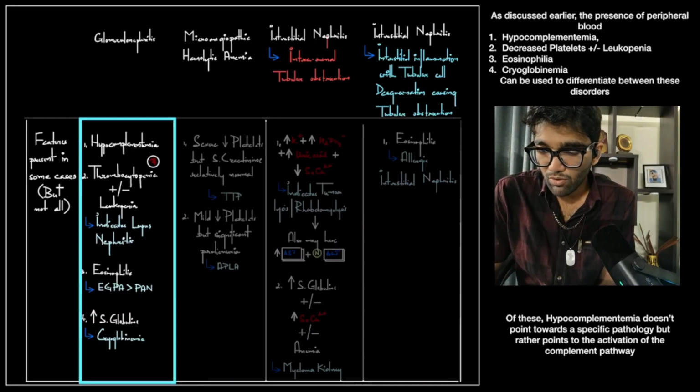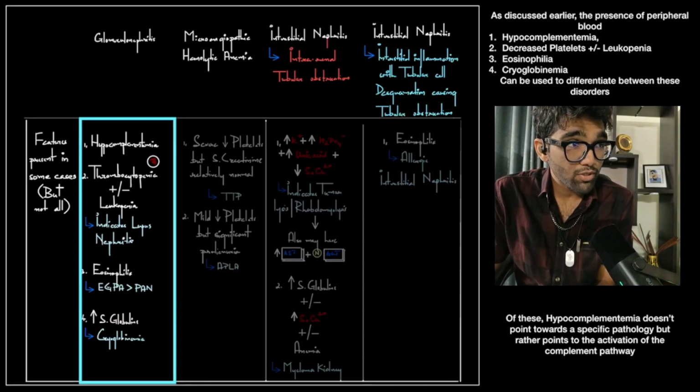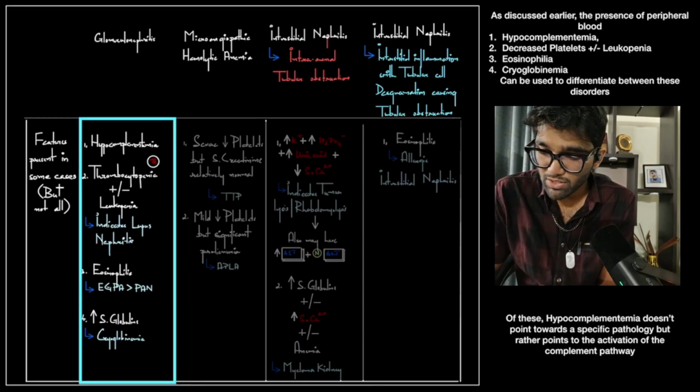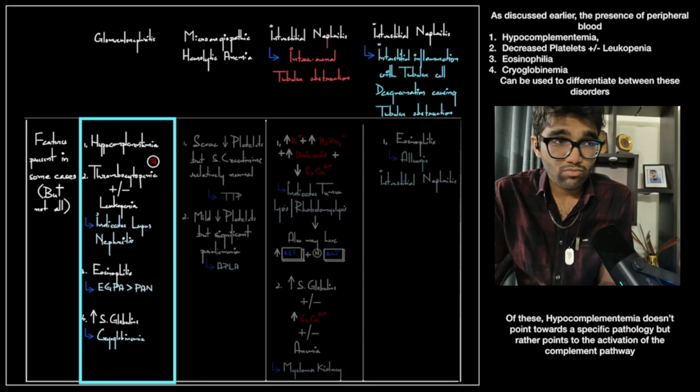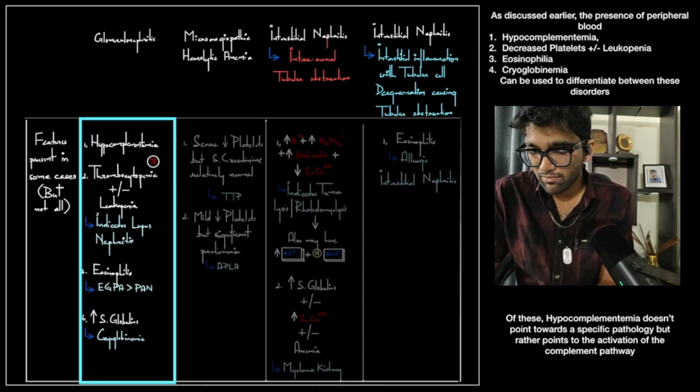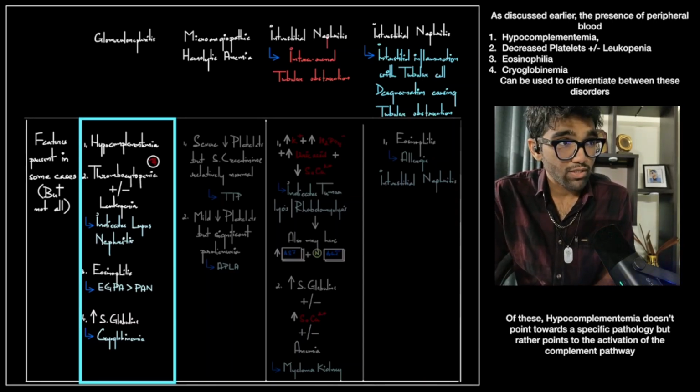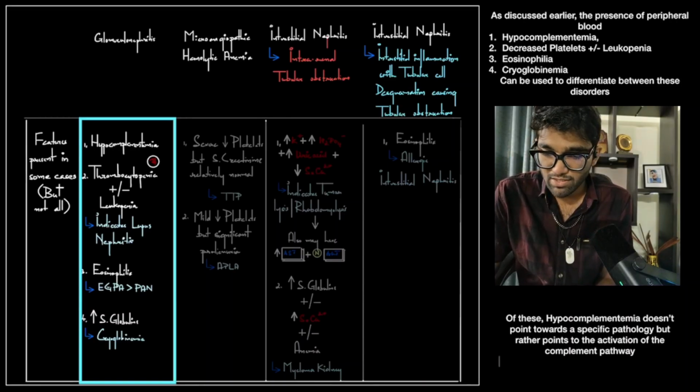Now hypercomplementemia importantly doesn't necessarily point towards a specific pathology, but rather indicates the activation of the complement pathway. There is an alternate complement pathway, a classical complement pathway, an MBL pathway, and then what is called the CRP pathway. Okay, so we'll get to that. The details of that and how it is used diagnostically is what I'll be discussing in this discussion.